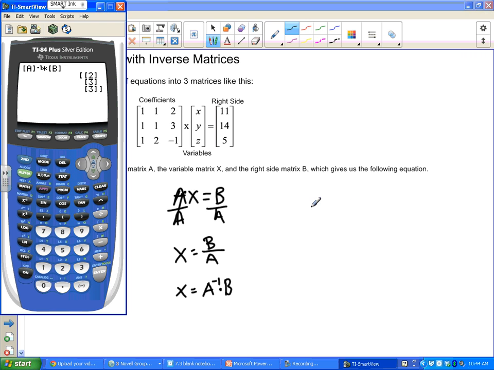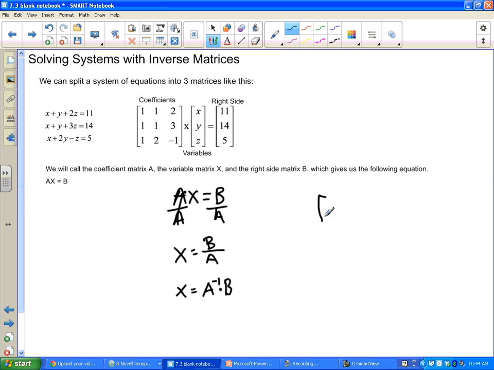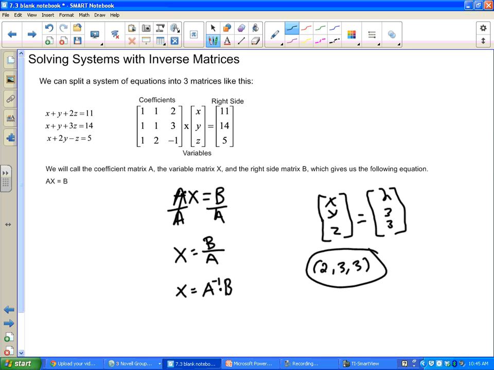And so what that means is that X equals, and X was this matrix with X, Y, Z, and it equals 2, 3, 3. And so that means I can write this answer as a point. I can write it as 2, 3, 3. So that just solved that right there for me.